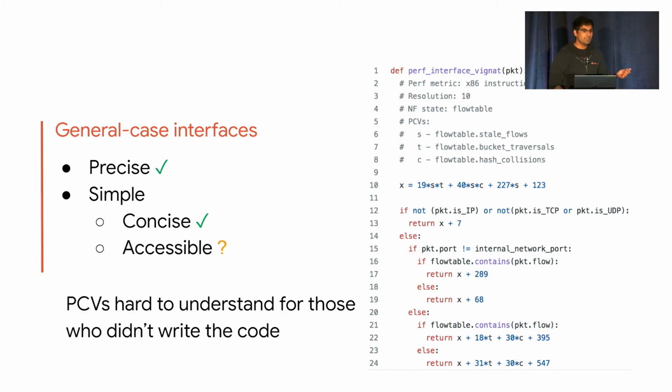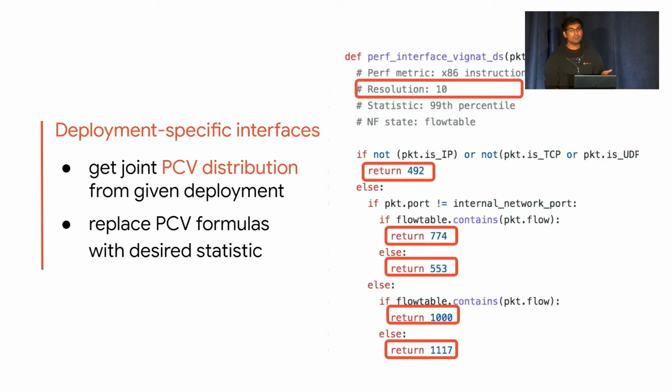But is it accessible? And it turns out that it's not really accessible, because while the formulae with PCVs are easy to understand for someone who actually wrote the code, they're fairly difficult to understand for someone who just wants to use the code, because they reveal a bunch of implementation details about the underlying state store. And so to address this final challenge, we introduced the notion of deployment-specific interfaces.